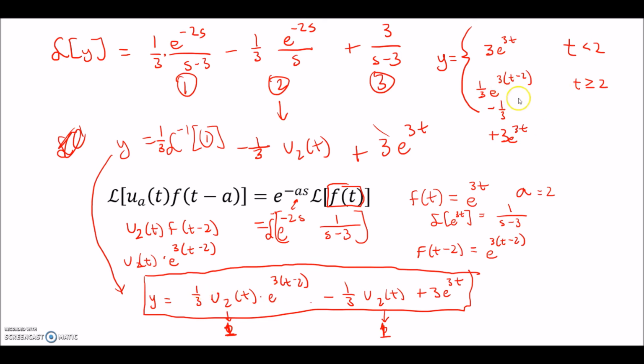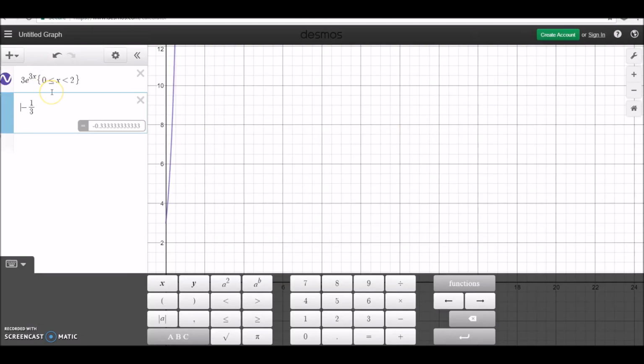So it's 1/3 e to the 3 times t minus 2. Minus 1/3 plus, oops, I'm using t instead of x, plus 3e to the 3x. And I want to value that only for x greater than or equal to 2.